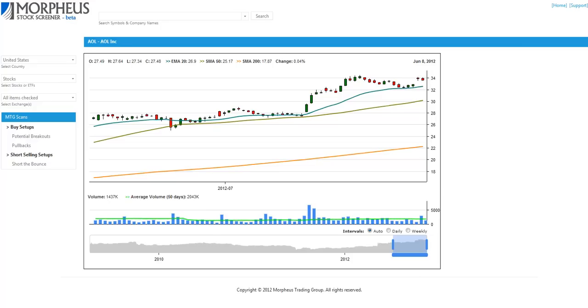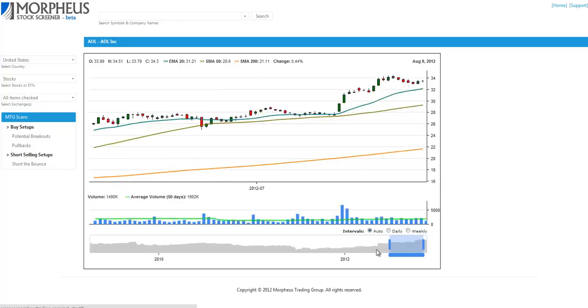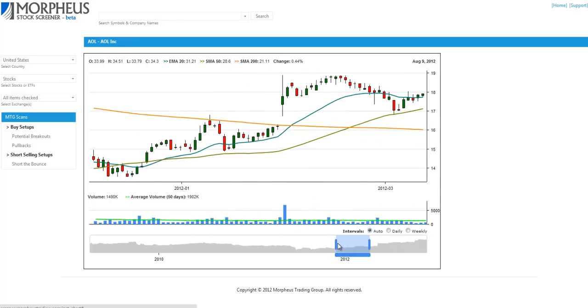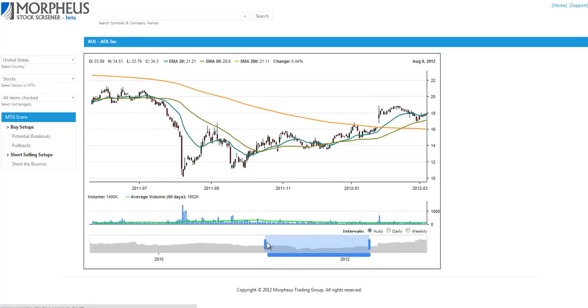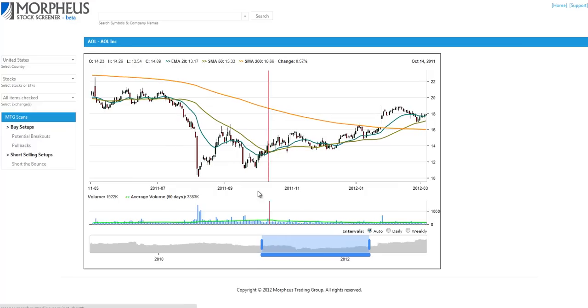We're going to use the chart of AOL as an example of how we use the moving averages to identify the strength of a trend. And of course, we're looking at our new stock screener, which is in beta mode and free to the public at screener.morpheustrading.com. So let's take a look at AOL. And we're going to zoom out a bit on the chart to make it easier for analysis.